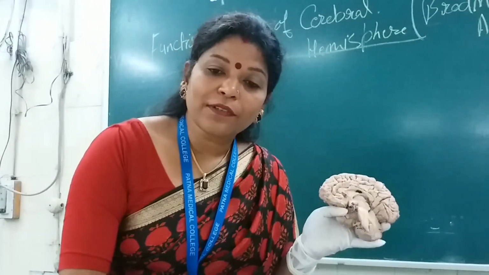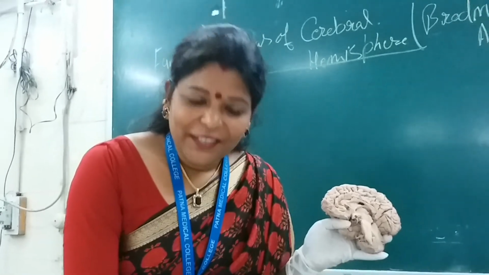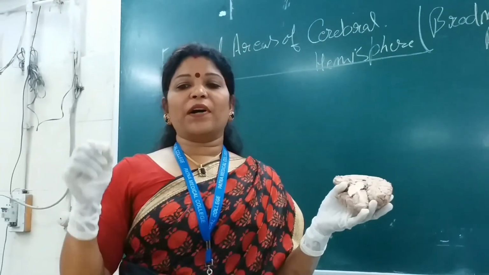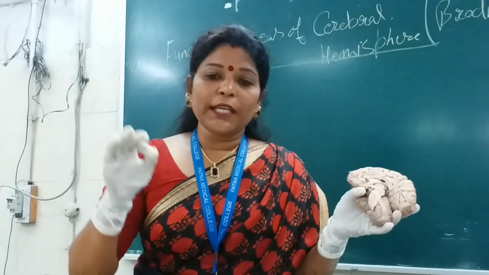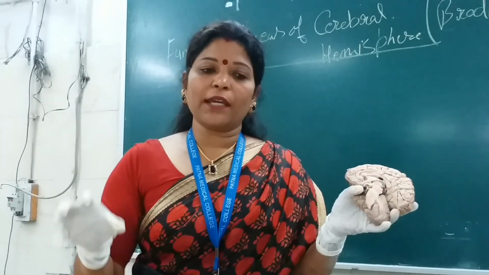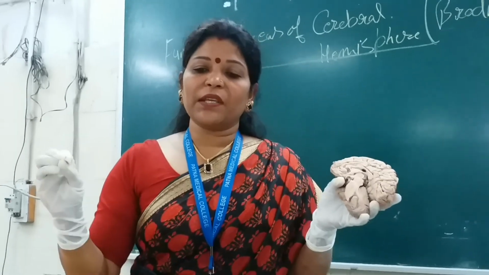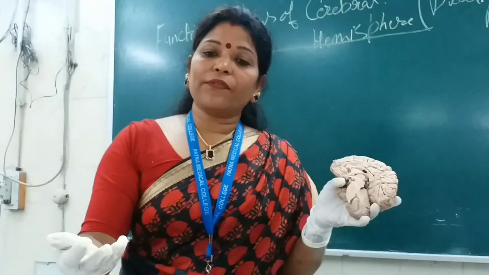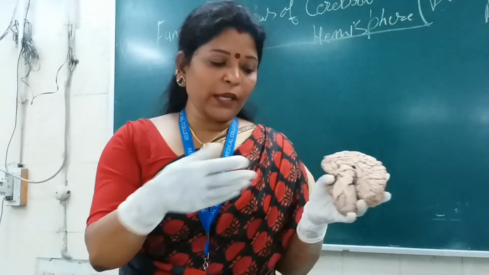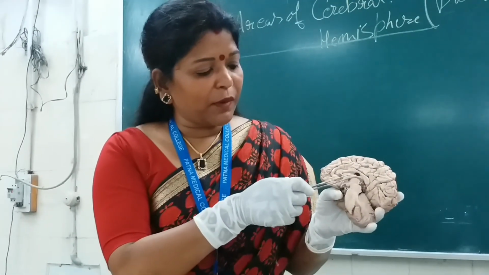Efferent fibers of? Yes, very good. Hippocampal formation. Again, it is one of the components of the limbic system. So the hippocampal formation is a very important part of the limbic system. The fornix is the efferent fibers of the hippocampal formation. Okay, so you have to remember this fornix.